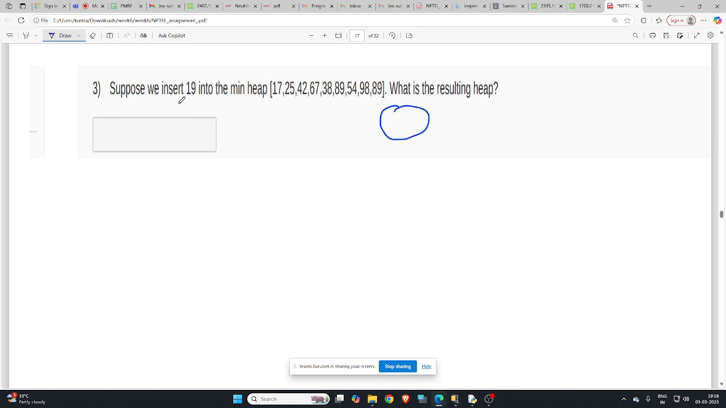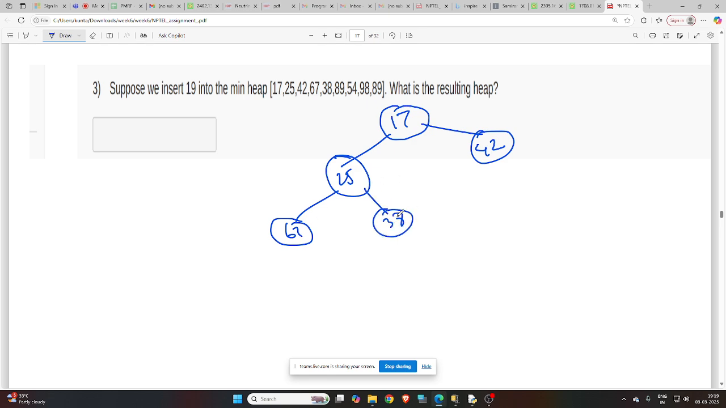So you can see here this is the main heap, so let me quickly draw the heap here. 25, 42, and always we have to fill from top to bottom and left to right, so that's why I'm writing these branches here. 42, then 67, then 38, then 89, then 54, then 98 and 89. So this is the structure.